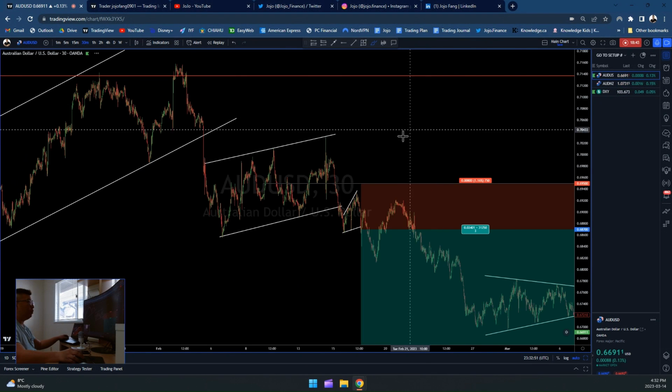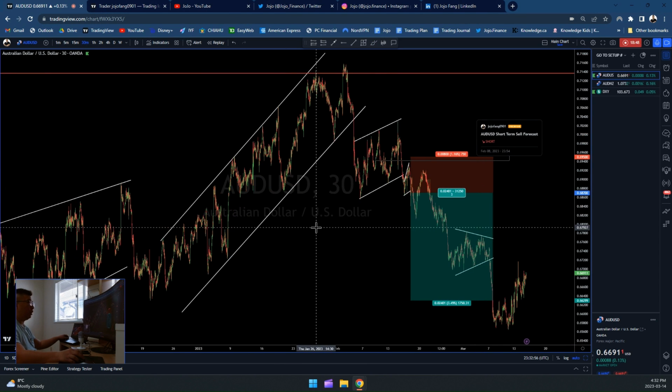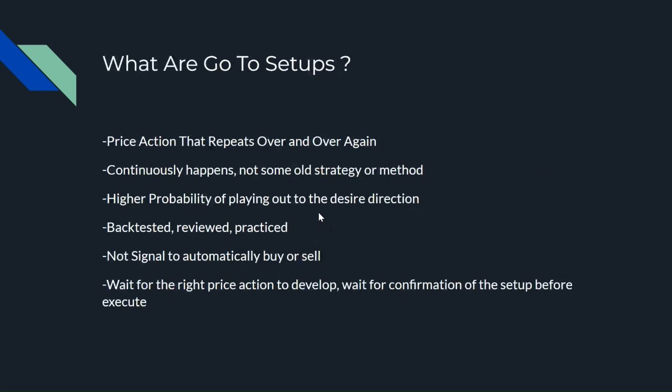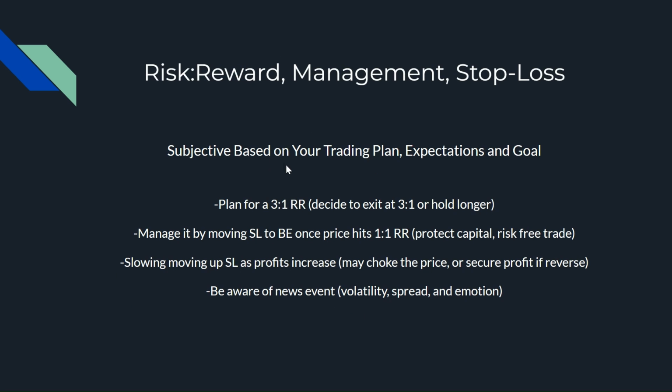Okay, everyone, so I hope you enjoyed this quick educational video about a go-to setup, specifically what go-to setups you want to identify, what the criteria of a go-to setup are, and thinking about the risk reward management and stop loss as well.